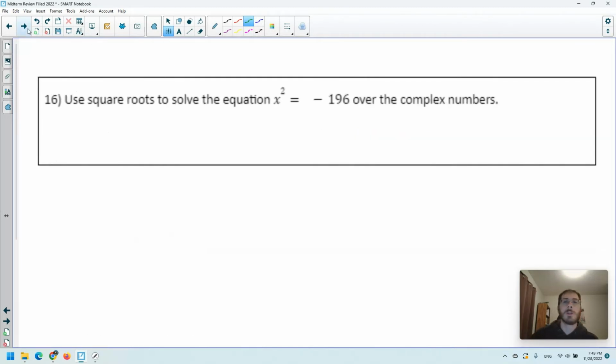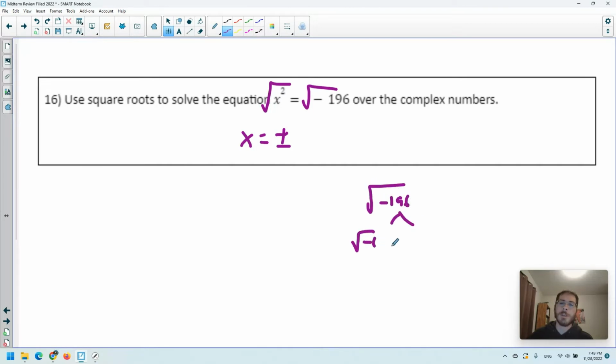For 16, use square roots to solve the equation over the complex numbers. Seems pretty easy. We just use square root. Now I have to break down the square root of 196. Well, I know I'm going to get plus or minus. So if we break down the square root of negative 196, well, the first part's easy. Negative 1 and then 196. So I'm definitely going to get the i. But square root of 196, so I have to think, all right, well, what from that chart will actually work?